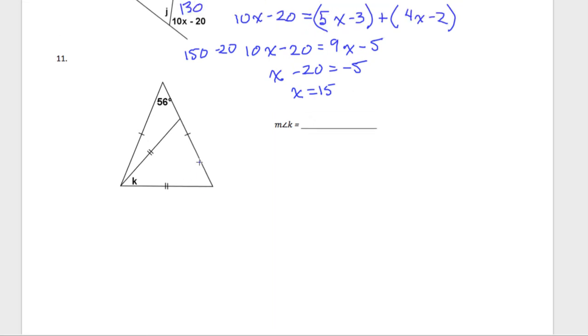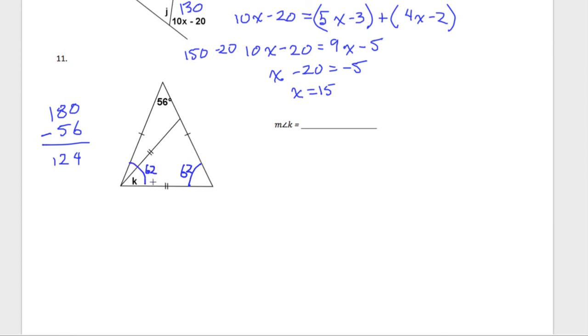Number 11 is going to heavily rely on isosceles triangles. So if I subtract 56 away from 180, then I'll know how much goes between here and here, and because this is an isosceles triangle, these two lengths are the same, I know that those two are the same angle. So 180 minus 56, what is that going to be, 124. So that means these two angles add up to 124, but since they're the same, I can just divide this by 2 and get 62. So that means that this whole angle is 62, this whole angle is 62.